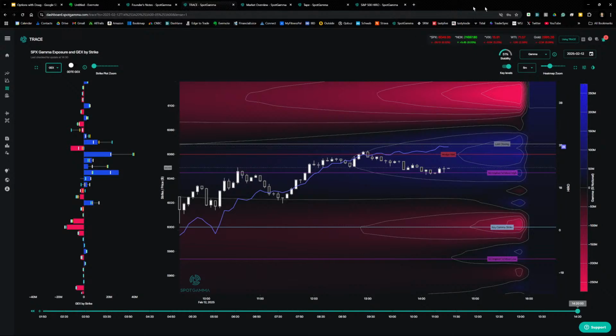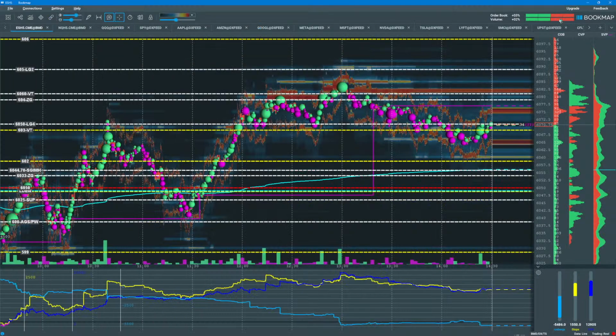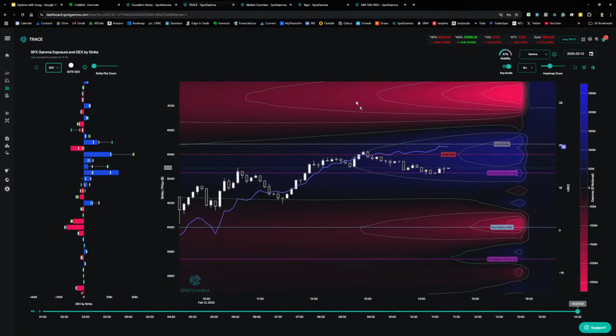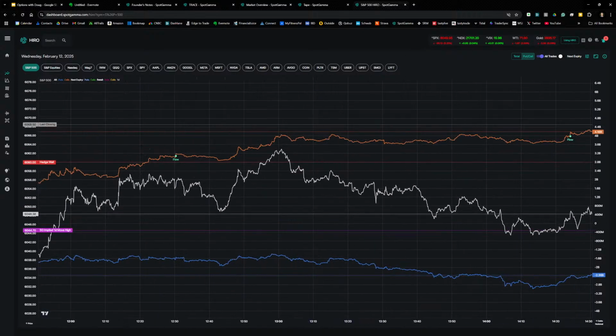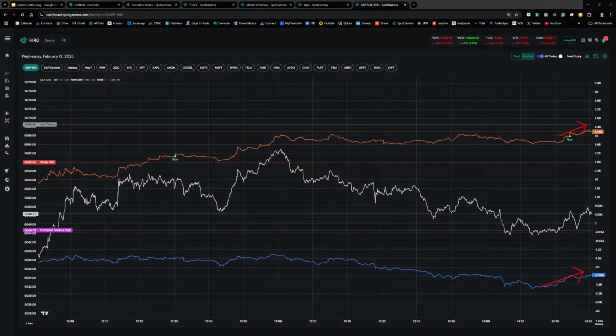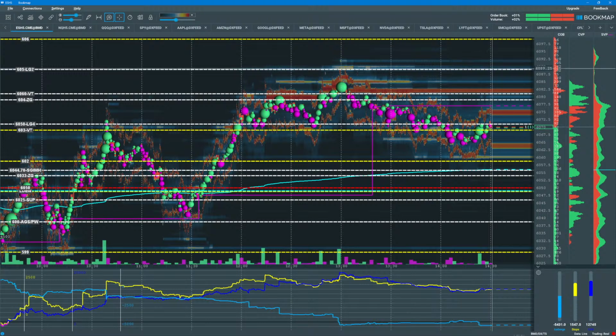Let's do one last check of the index. Go back to the S&P 500. So we saw, let's go back to Hero. Looked like the index signal was starting to tick up just a little bit. Looks like some call buyers coming in again, put sellers. All right, so that's the S&P 500.